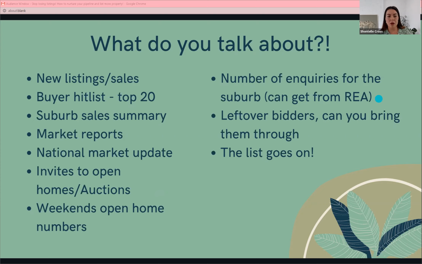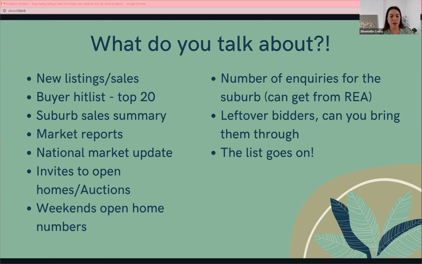Same thing for number of inquiries for the property or for the suburb. So you can get that from realestate.com. Domain's probably got it as well, where you can access and go, there were 3,000 buyers looking in the suburb last month. So there's still really strong numbers of people looking. It's down 10% from last year. However, the prices overall are still up, however much, 7%, whatever it is. So like I say, our message can always be positive, and definitely should be. Leftover bidders, the list goes on.